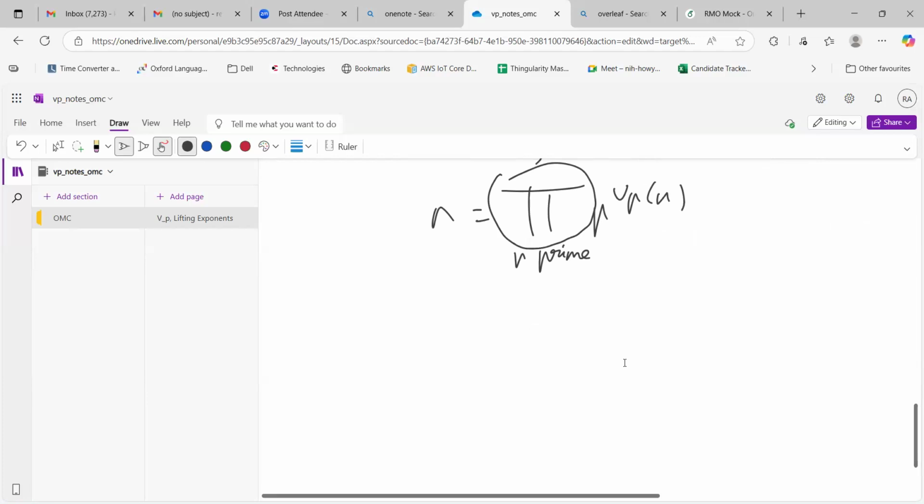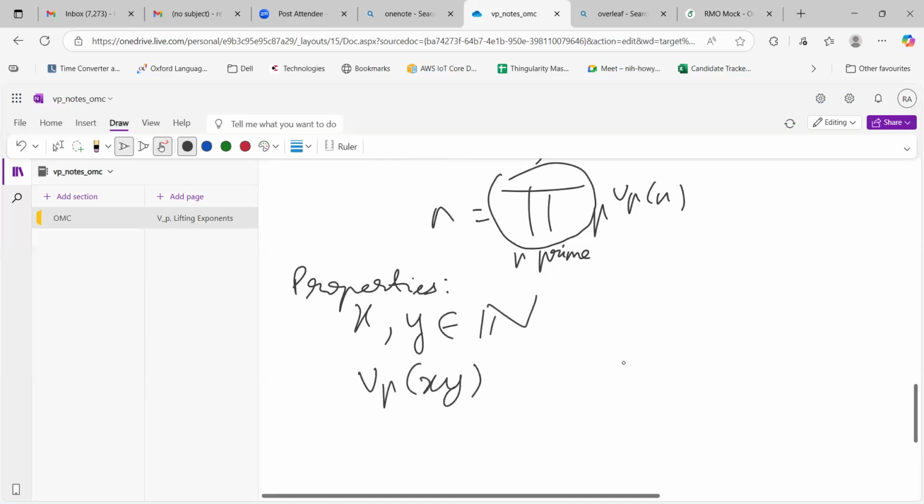Okay. So now this is just the definition of VP and everything, but let's get to some properties of VP. Let's say we have x and y in natural numbers. How do we write VP of xy? VP of x plus VP of y. Yes. Can someone who hasn't seen this before prove this for me?